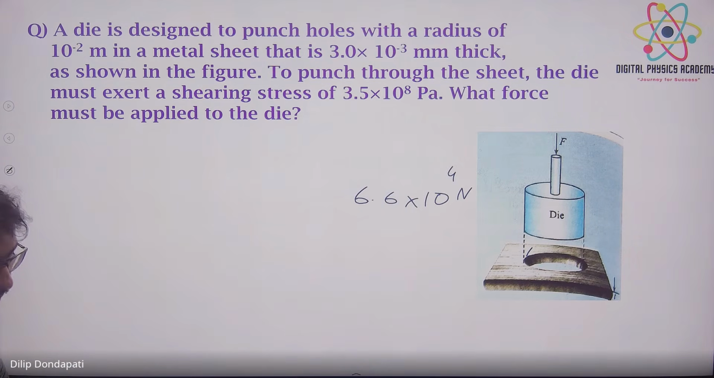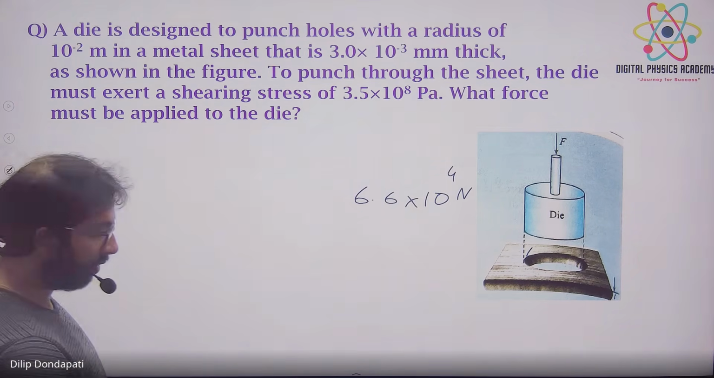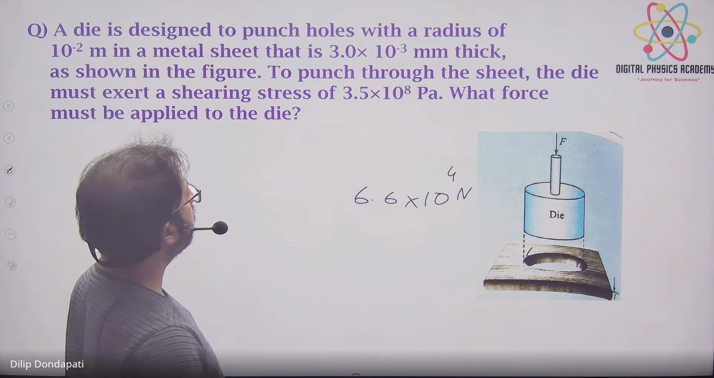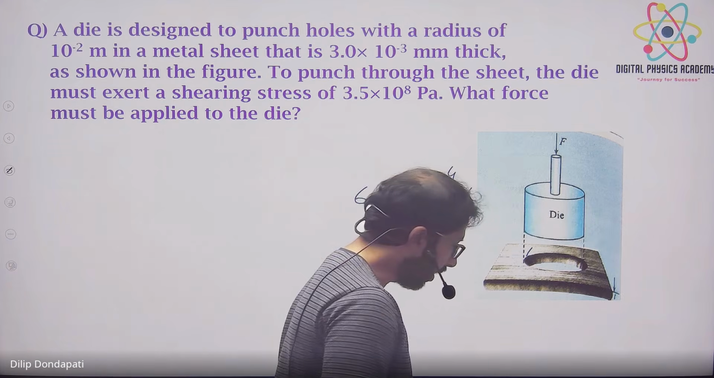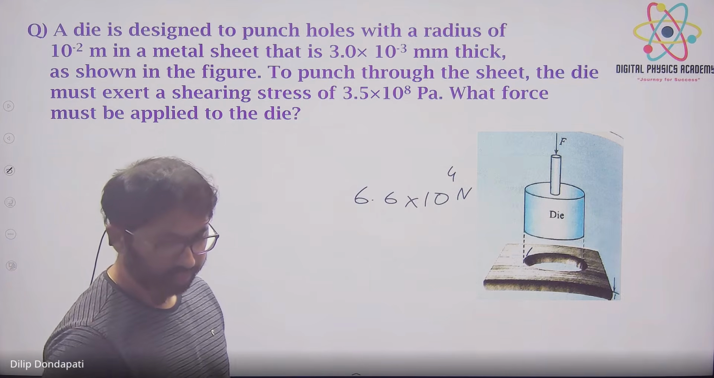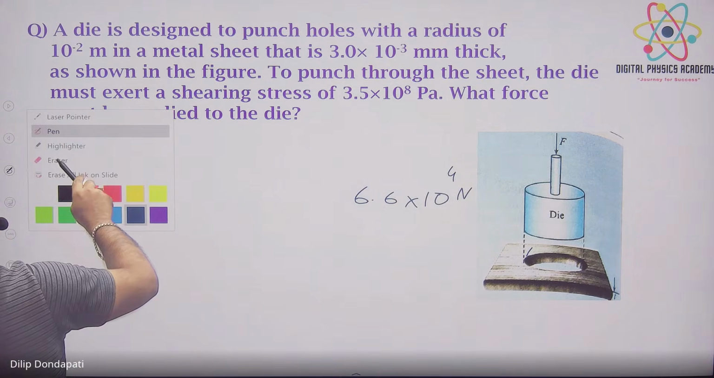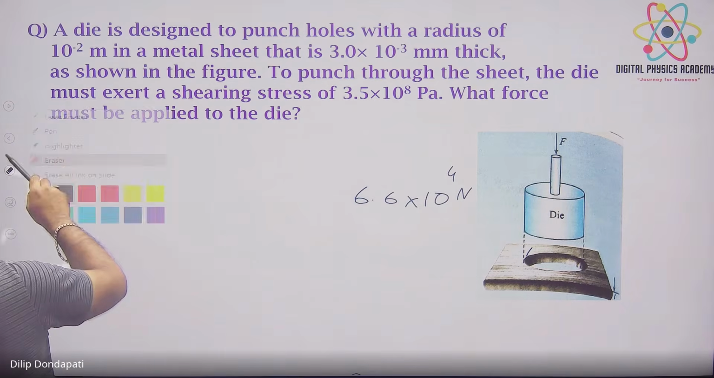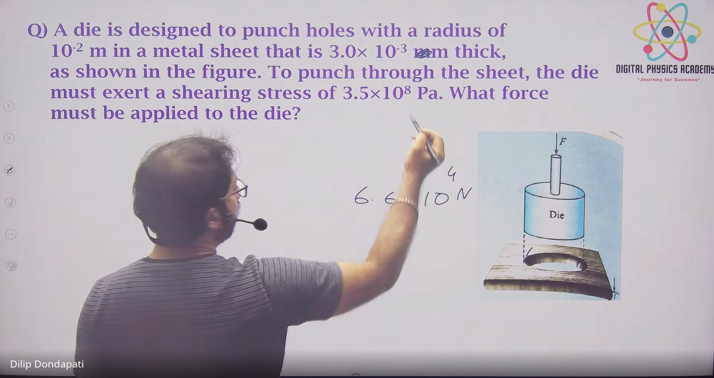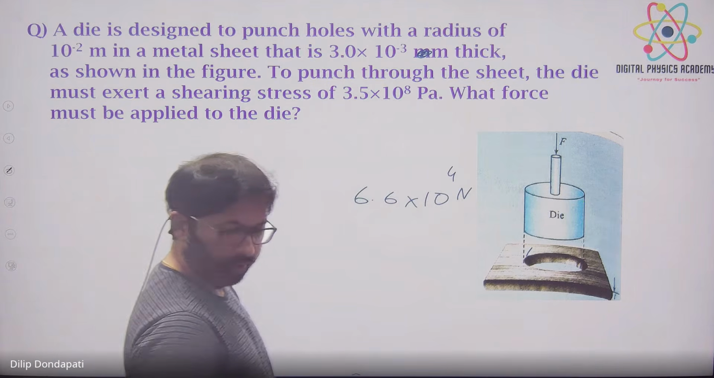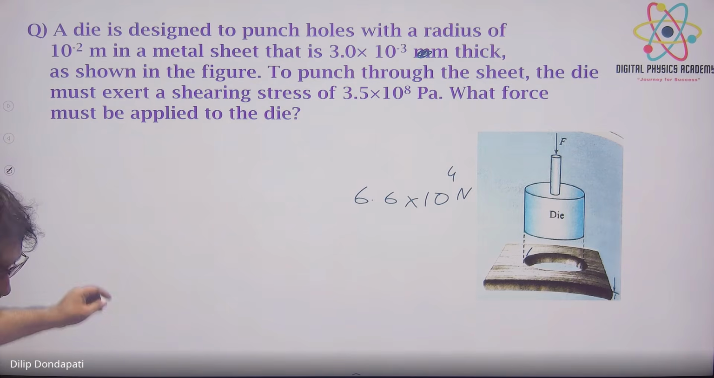Sir, we only have to convert the thickness into meters, right? How much thickness is given? 3 into 10 power of -3. Yes, correct. So it's not this, because it is given in meters. If it is in meters, how much will it come? Look, 6.6 into 10 power of 4 will come. Okay, let's go next.